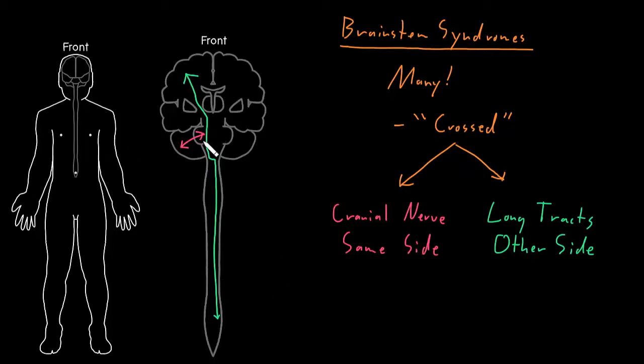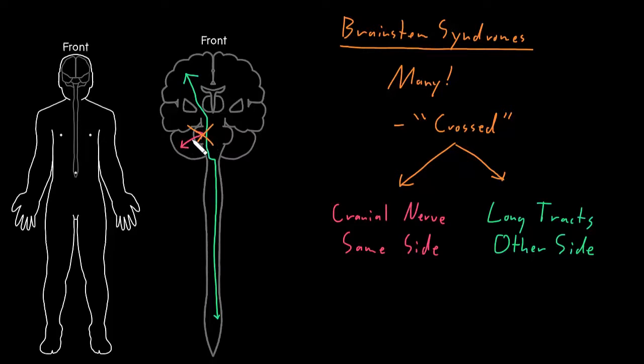So if there's a lesion of one side of the brainstem, we'll put the lesion right here. Let me draw an orange X through here to say there's some kind of dysfunction happening on this side of the brainstem, some kind of disease or pathology that's causing this tissue to not function properly.